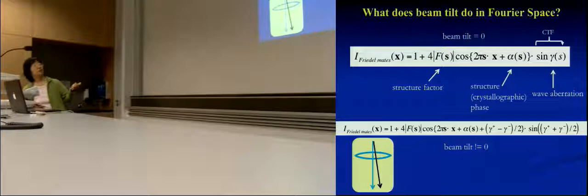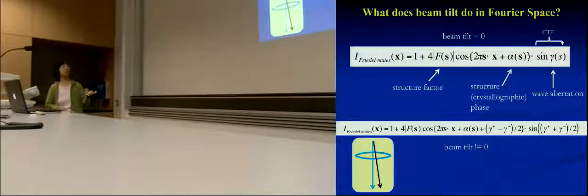Same with this phase term for the structure. There's an additional term. You see, up to here it looks like the crystallographic numbers, and then you have to add another phase to it. And this phase, because they are not equal, doesn't cancel out. So when you have beam tilt, you have an additional phase shift, and then you have different numbers that you have to put in your CTF.